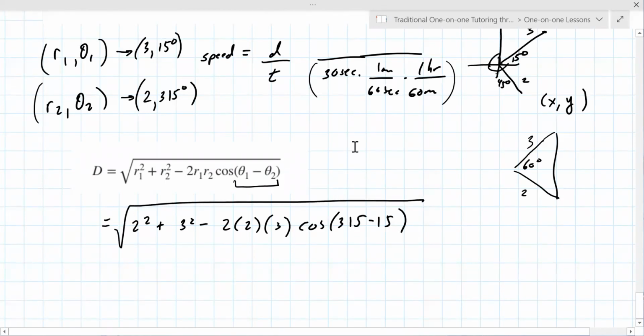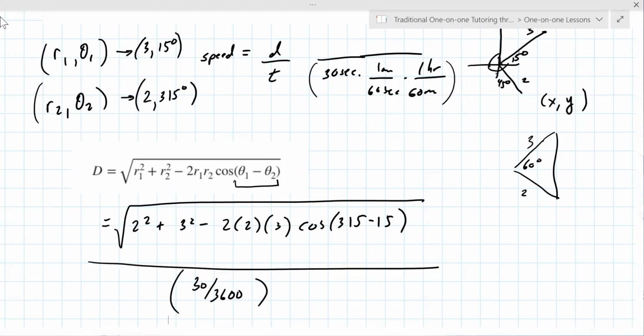But you have to know this formula. Then you have to take all of that and divide it by 30 over 3600 to get the right units. 120 root 7 is the answer. Okay, let's move on. I don't want to get too hung up on that.